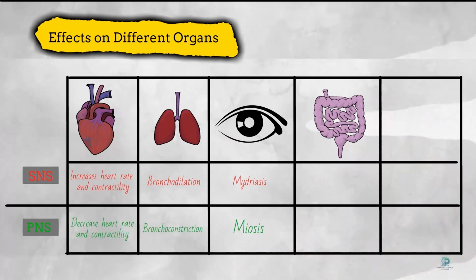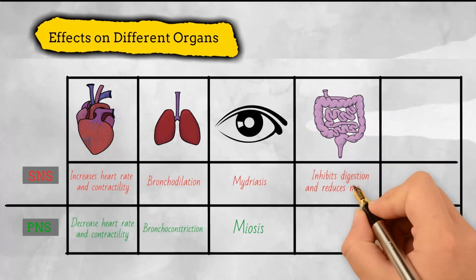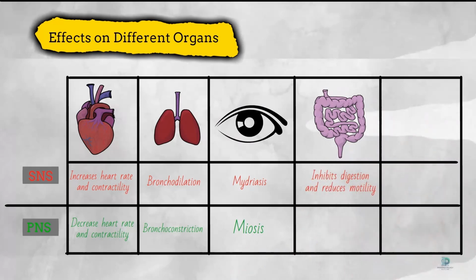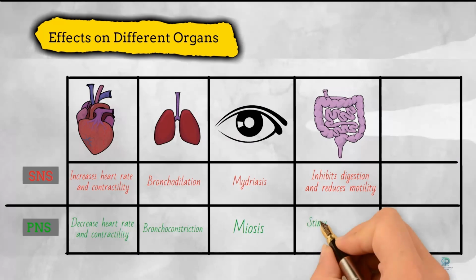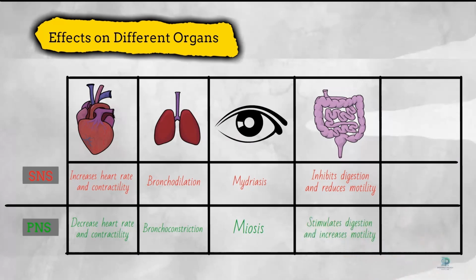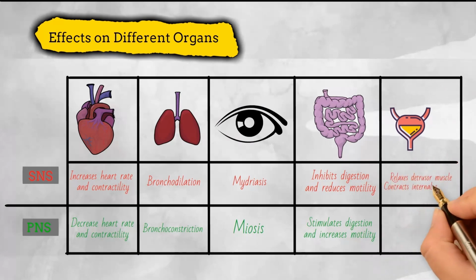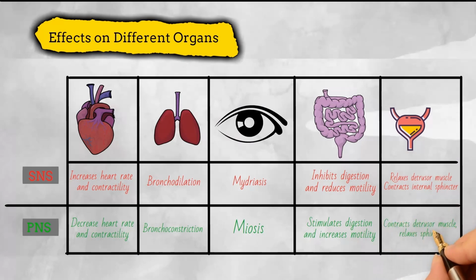In the digestive system, the sympathetic system inhibits digestion and reduces motility, whereas the parasympathetic system stimulates digestion and enhances motility. Lastly, in the urinary bladder, the sympathetic system relaxes the detrusor muscle and contracts the internal sphincter, while the parasympathetic system contracts the detrusor muscle and relaxes the sphincter.